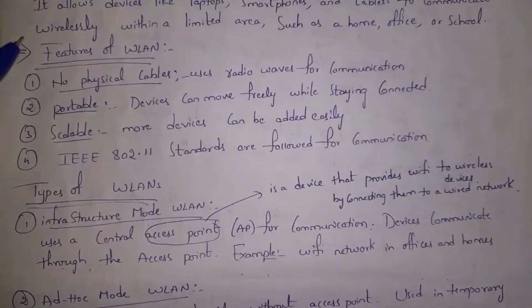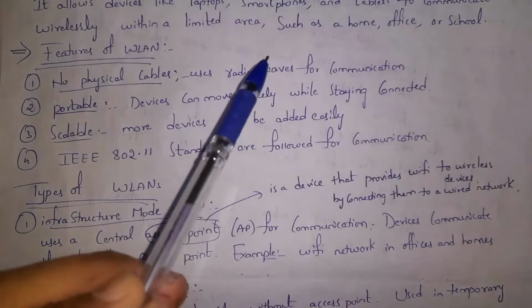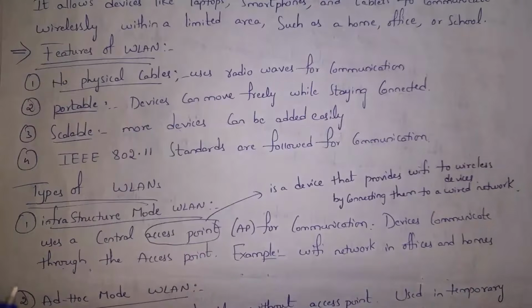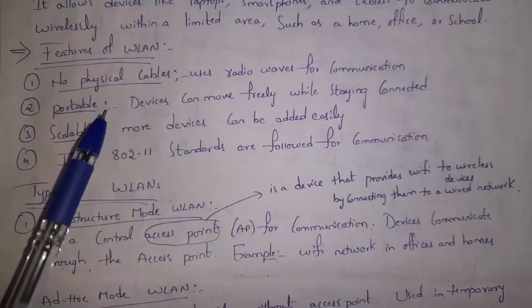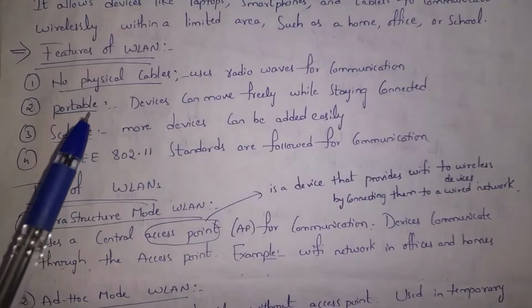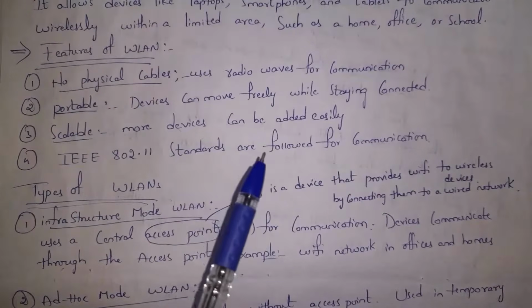Next I will explain the features of WLAN. And the first one is no physical cables. Guys, in wireless LANs, devices can communicate wirelessly. Whenever one device sends data to another device wirelessly, data will be transferred in the form of radio waves. So there is no need for any physical cables. And the second one is portable. As devices are not connected by using cables, we can easily move our devices. Still, devices are connected to the network.